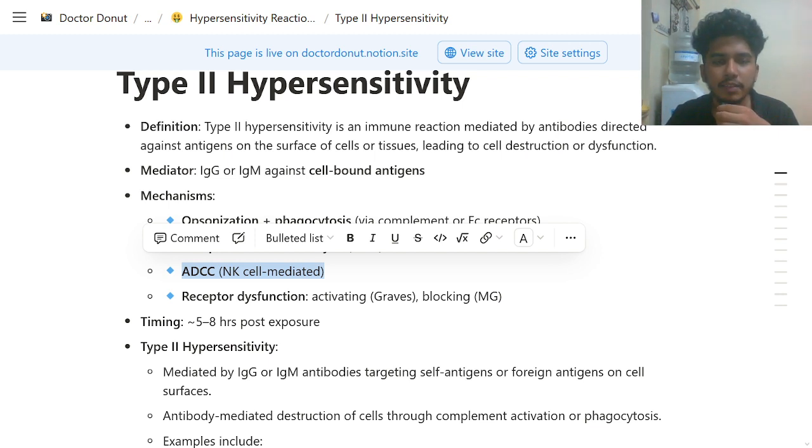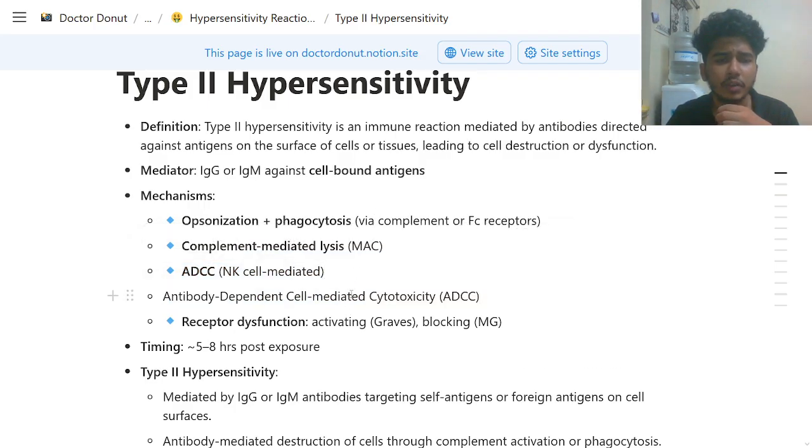So what is ADCC? Oh, antibody-dependent cell-mediated cytotoxicity. Okay, this is the full form. And then there is receptor dysfunction, where there is activating, for example, in Graves, and blocking in myasthenia gravis.